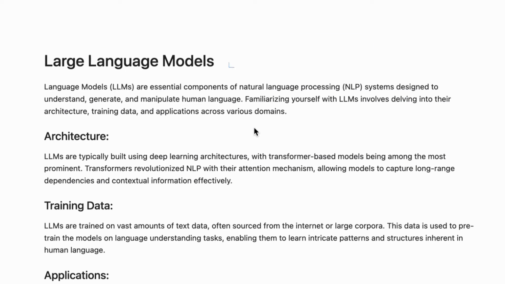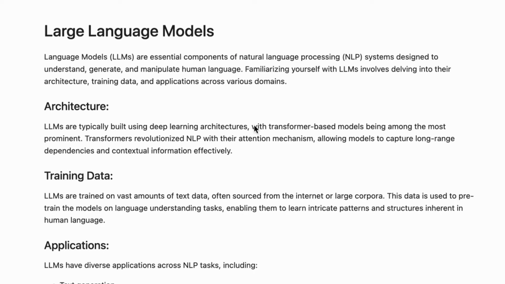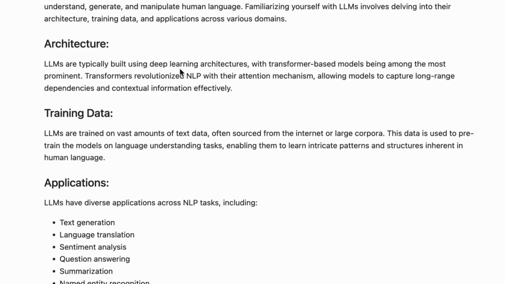Now let me give you a small introduction to large language models if you are not familiar with them. Large language models are essential components of natural language processing systems, designed to generate text by understanding the semantic meanings underlying the text. The basic architecture of a large language model is completely transformer-based, and transformers are built using the encoder-decoder architecture with the attention mechanism in it. It helps to capture the long-range dependencies within the text along with the contextual meaning and semantics.